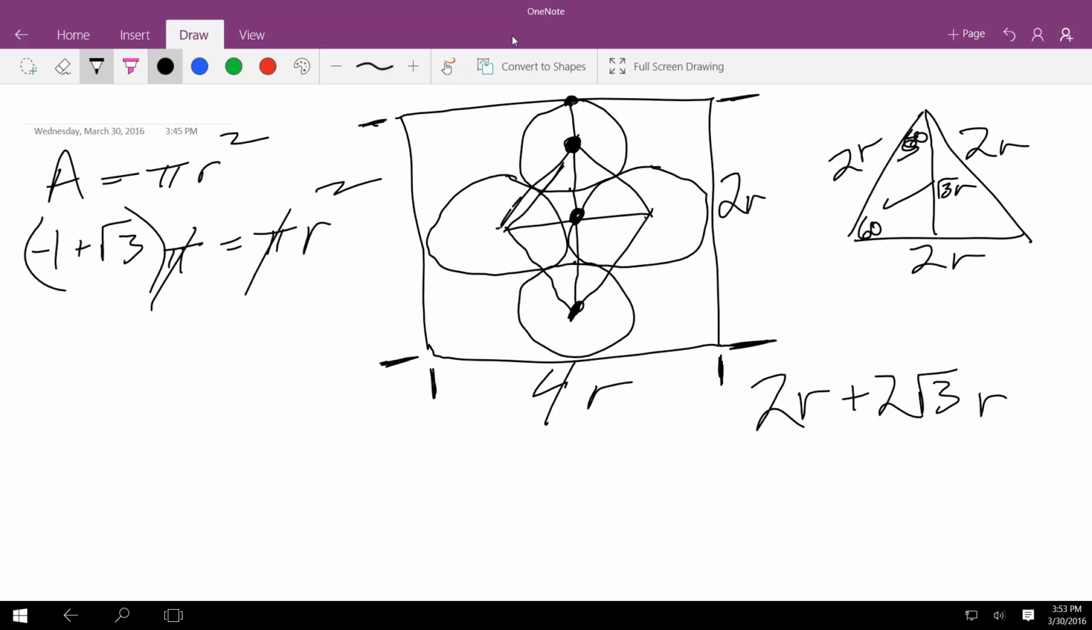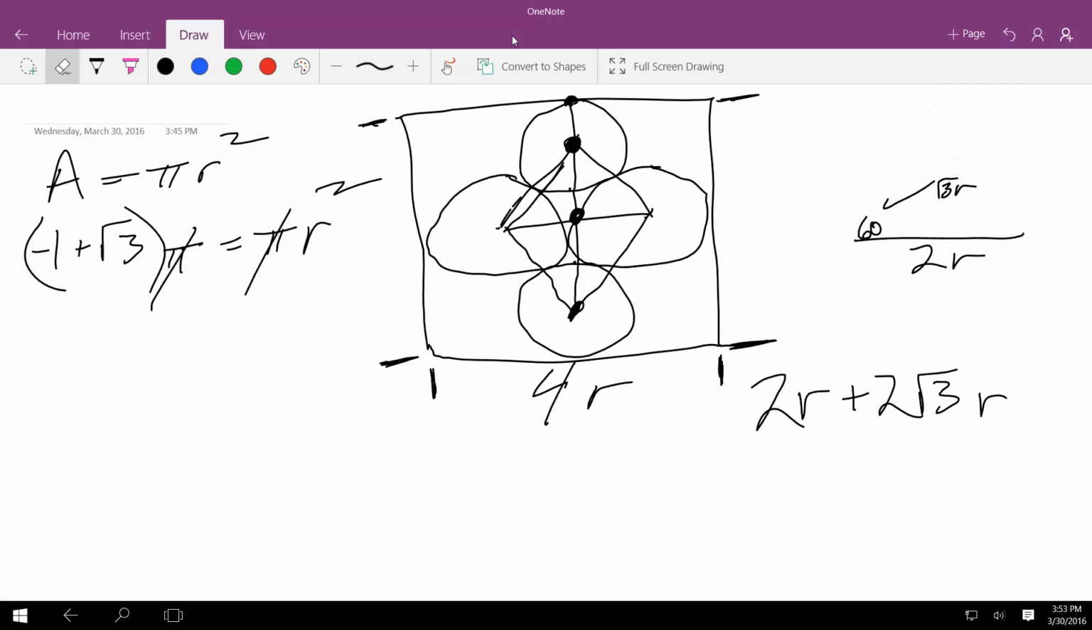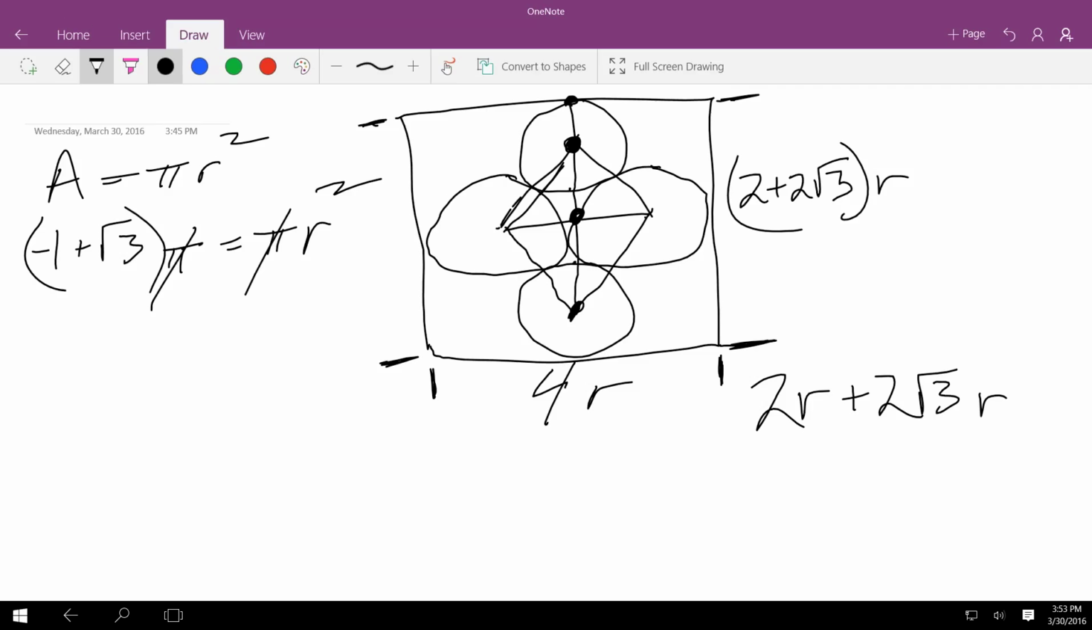2R, well, and in fact, let's do a little algebra here, keeping with the spirit of the lesson, and factor out an R, so we can write this thing properly. It's (2 plus 2 root 3) R. Correct? That's the height? Yeah.